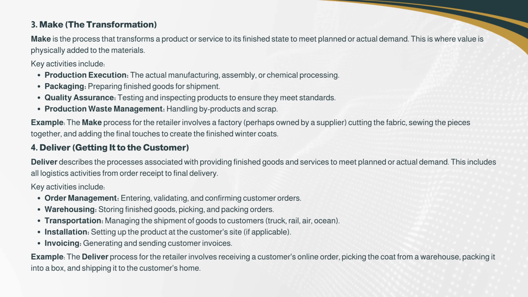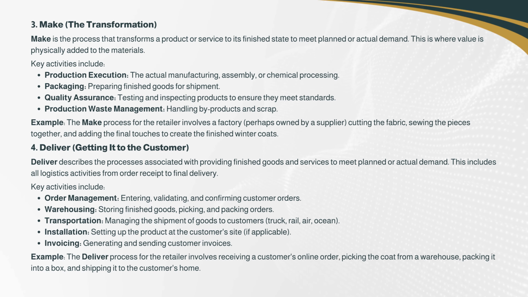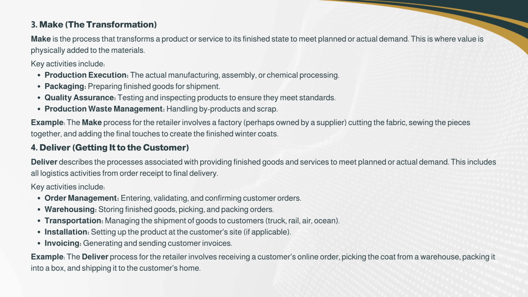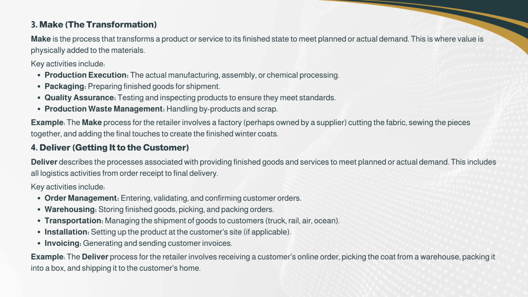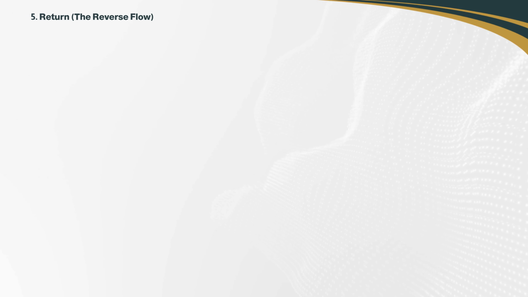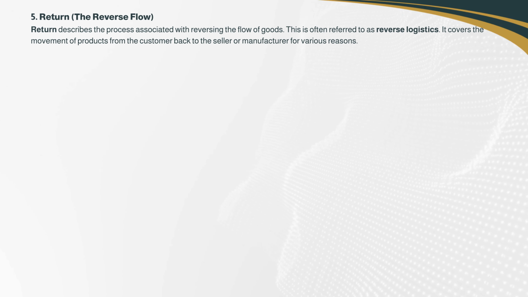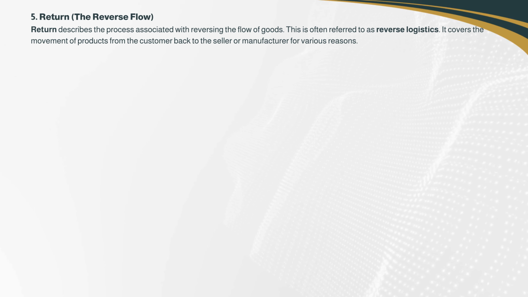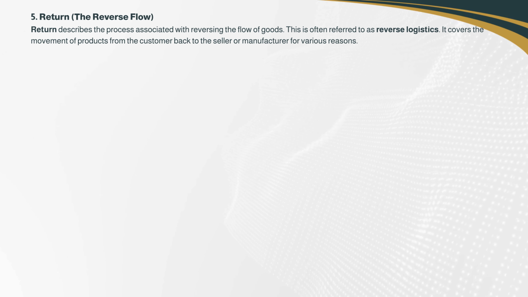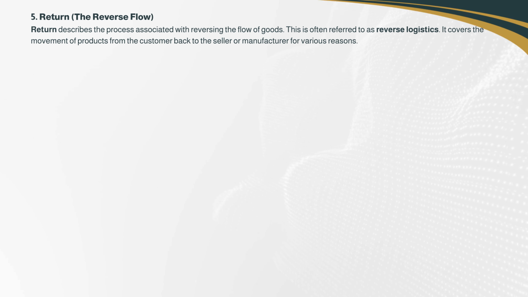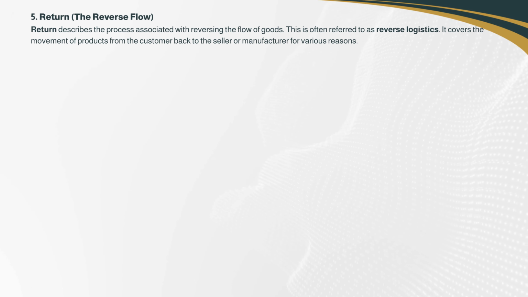Example: the deliver process for the retailer involves receiving a customer's online order, picking the coat from a warehouse, packing it into a box, and shipping it to the customer's home. 5. Return, the reverse flow. Return describes the process associated with reversing the flow of goods. This is often referred to as reverse logistics. It covers the movement of products from the customer back to the seller or manufacturer for various reasons.